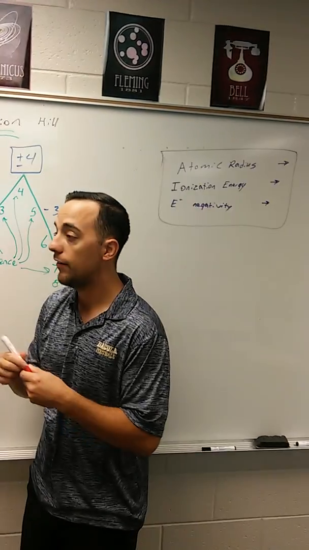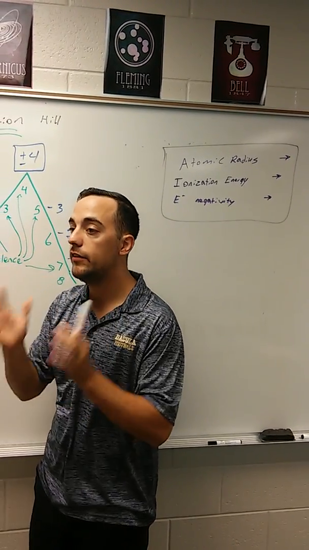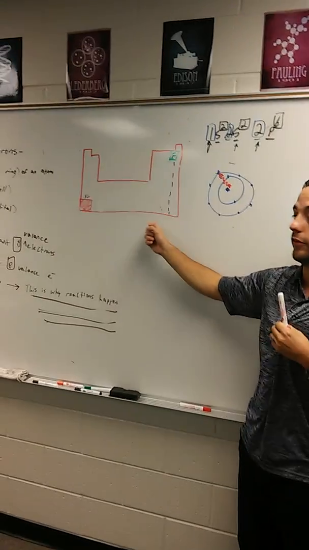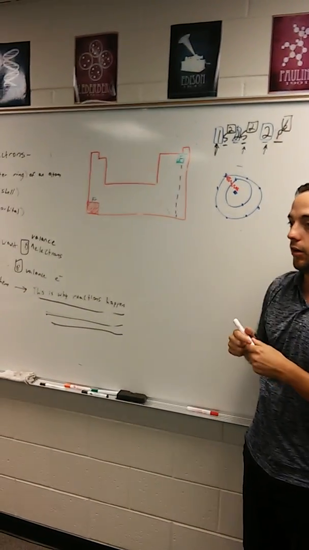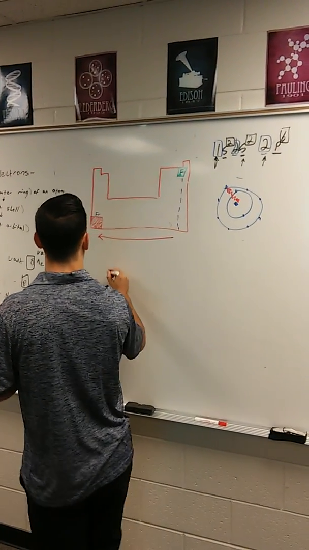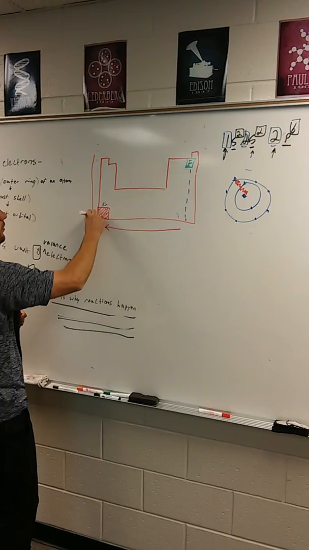You're going to need to know how to graph this. So here we go. On the periodic table, this is my little periodic table, see it matches. Atomic radius increases as you go this way to the left and increases as you go down.